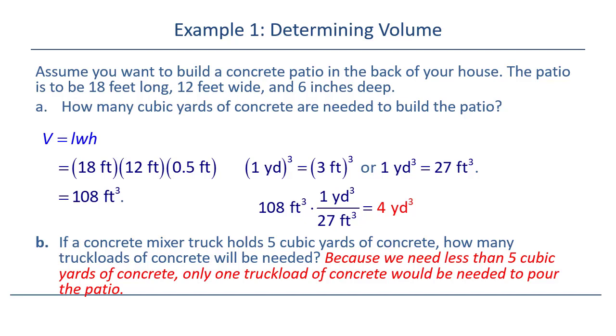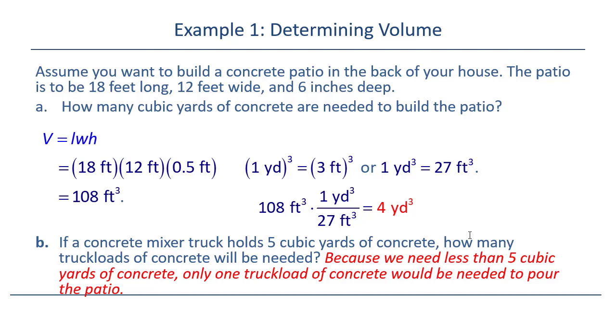Now we have to convert cubic feet into cubic yards. We know that 1 yard equals 3 feet. If we cube both of those, we get 1 cubic yard equals 3 cubed, which is 27 cubic feet. If we use that ratio, we can do what's called a unit conversion. We can convert cubic feet into cubic yards, and we'll see that we need 4 cubic yards.